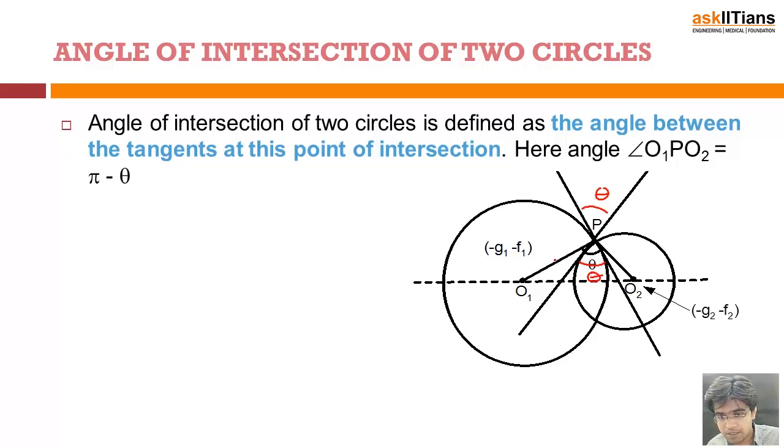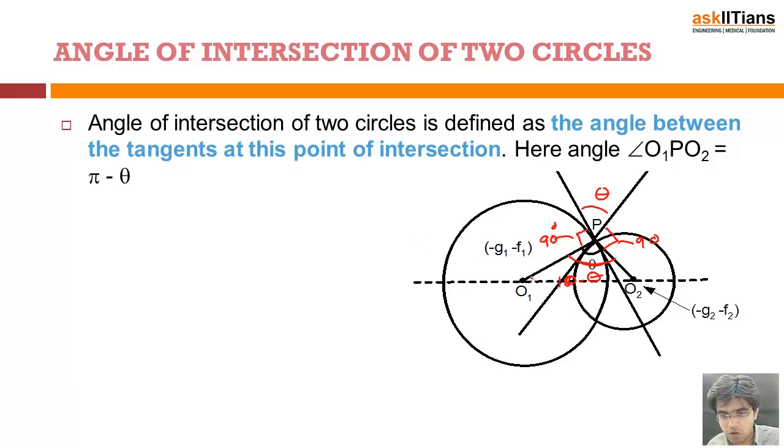This is the radius, this is the tangent, so they are perpendicular. This is the tangent to this circle, this is the radius, so they are again perpendicular. Now that means this is 90, this is 90, and this is theta. So this whole angle I can write as 180 minus theta.